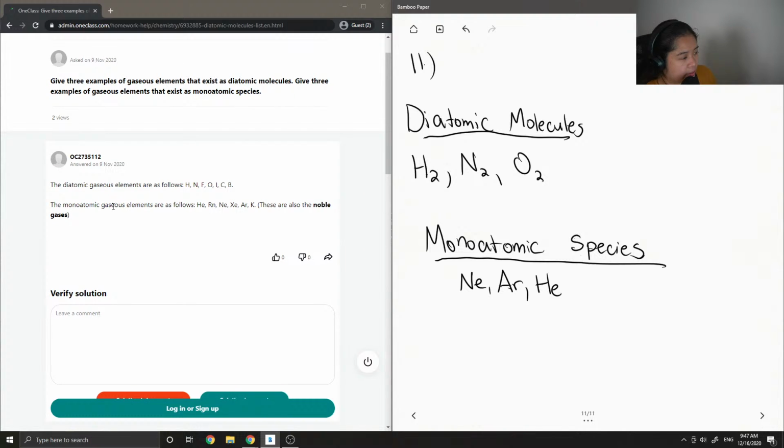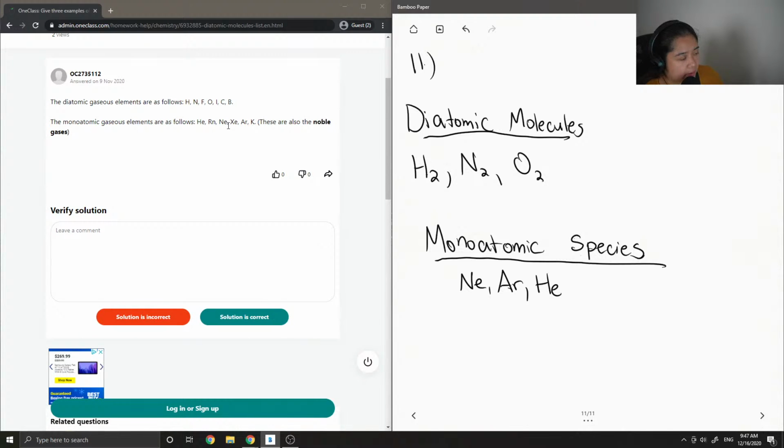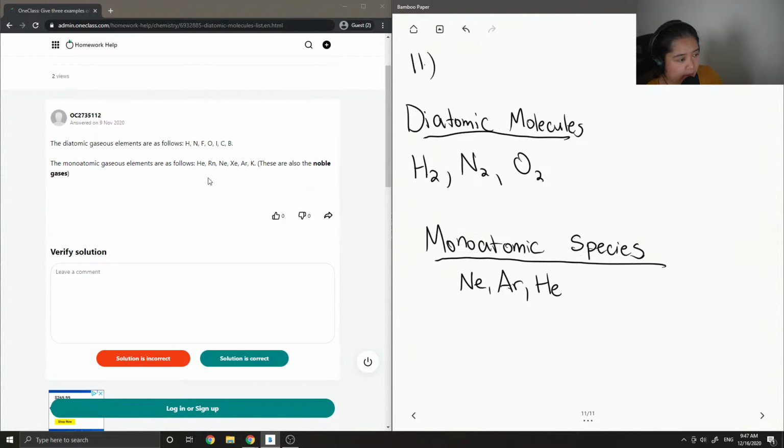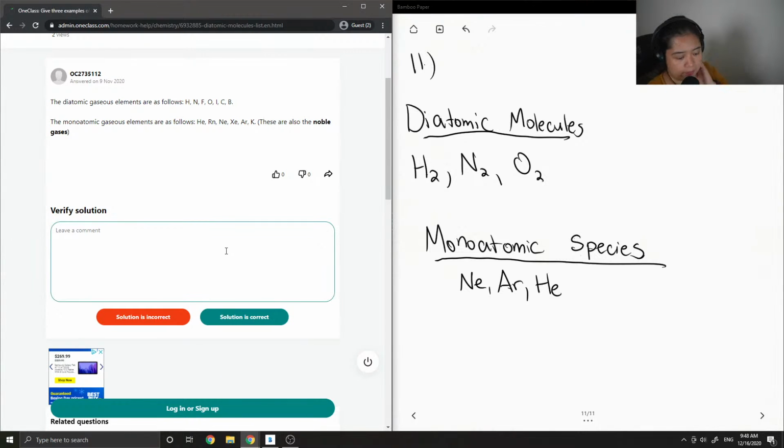Okay, so the junior tutor said diatomic gaseous elements are as follows: hydrogen, nitrogen, fluorine, oxygen, iodine. I don't know about carbon, and boron. Monoatomic gaseous elements are as follows: helium, radon, neon, xenon, argon, and potassium. Yep, so this solution is correct.